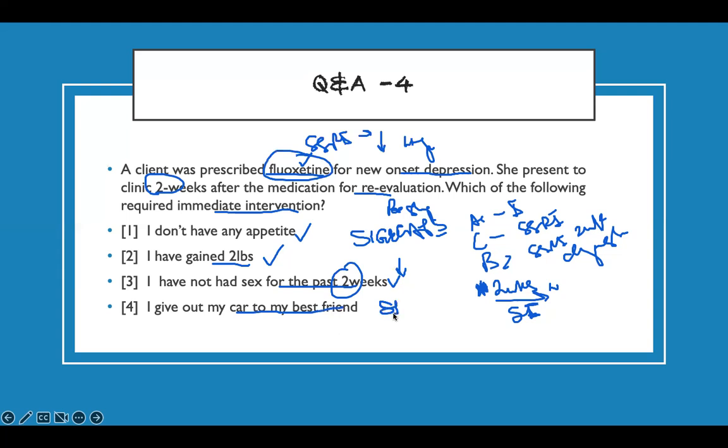When your patients start giving out their stuff, making arrangements, making a long-term plan, they want to finish it right away. It's the sign of committing suicide. They're giving up. They want to clean the house and get ready to leave. So giving out this car is a form of giving out their life, and you have to watch them. This is a suicide. You need to intervene.